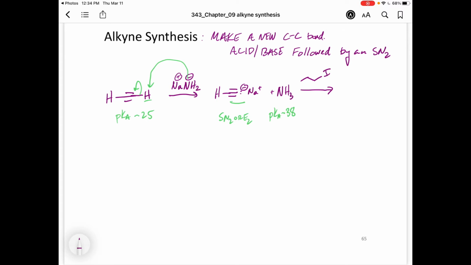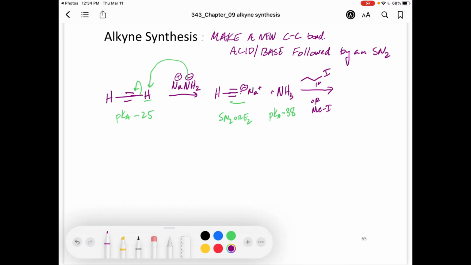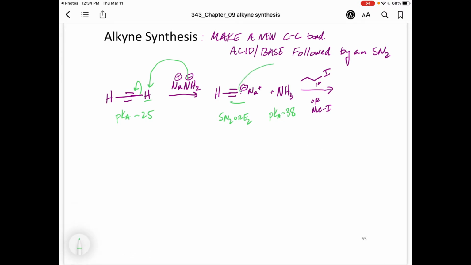We'll mix it up a little in this video. So primary works. Or you could use a methyl, so like a methyl iodide. Depends on what you're trying to make. So we're going to use this n-propyl iodide. And the mechanism here is just an SN2 reaction.